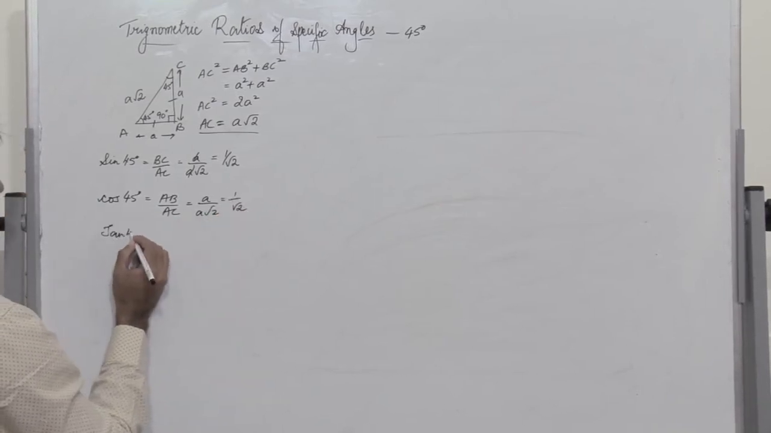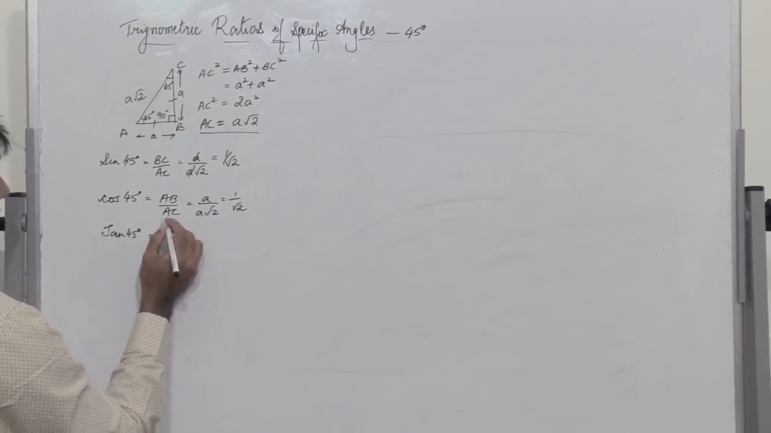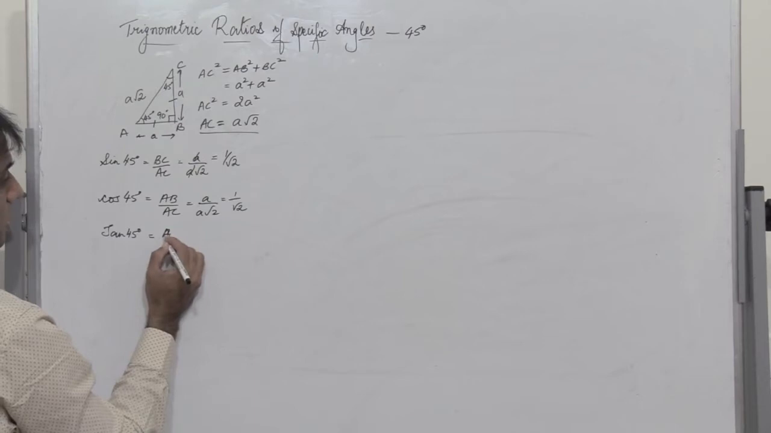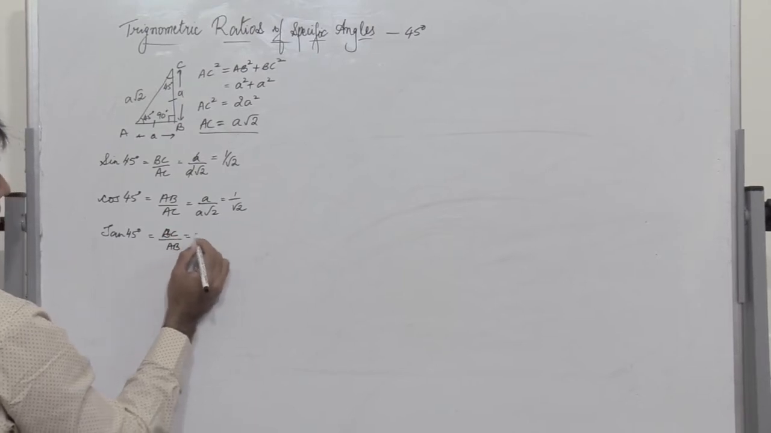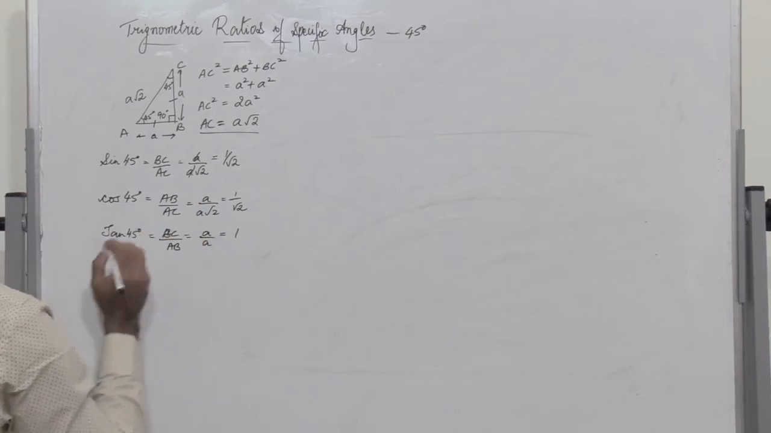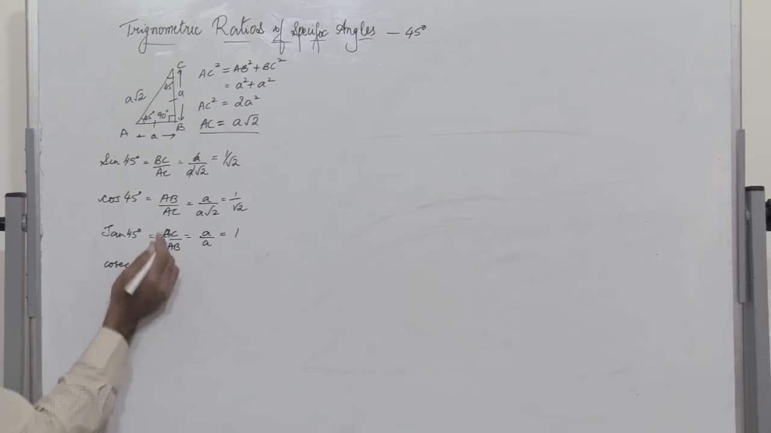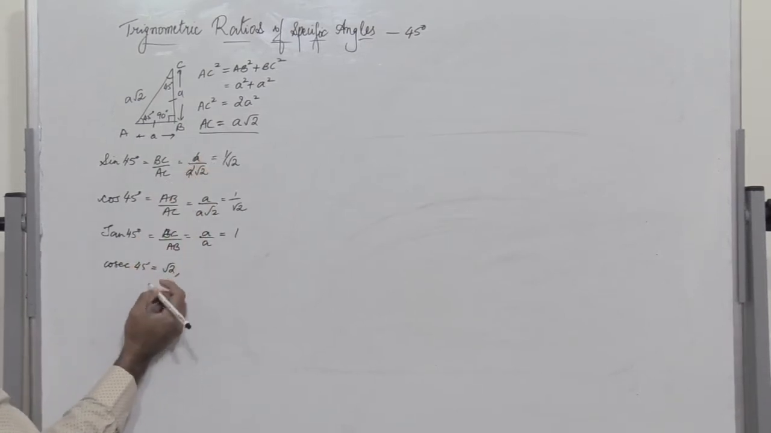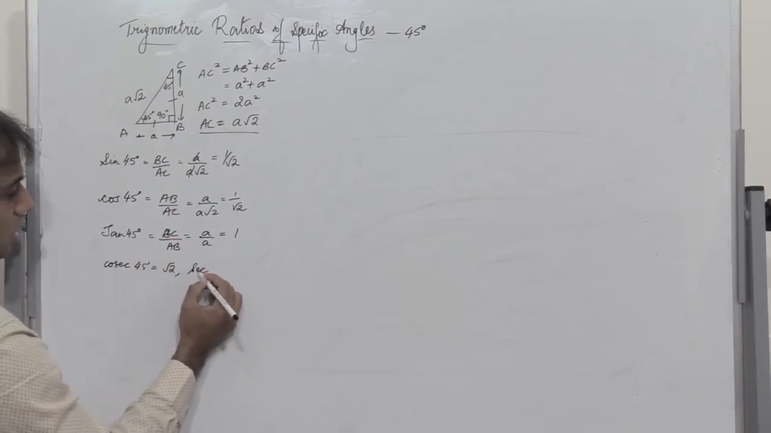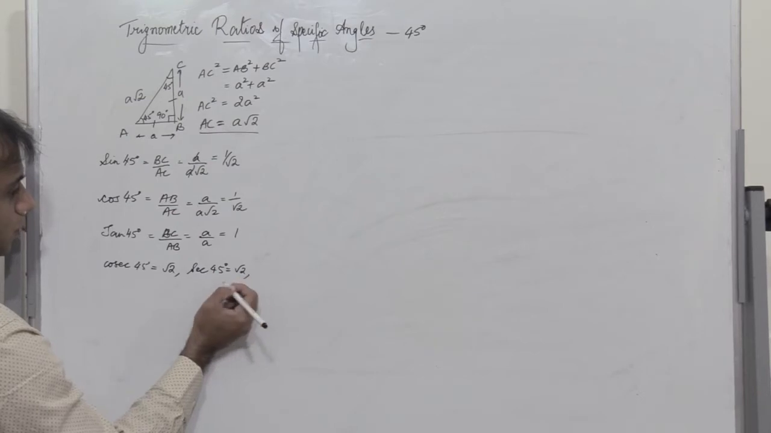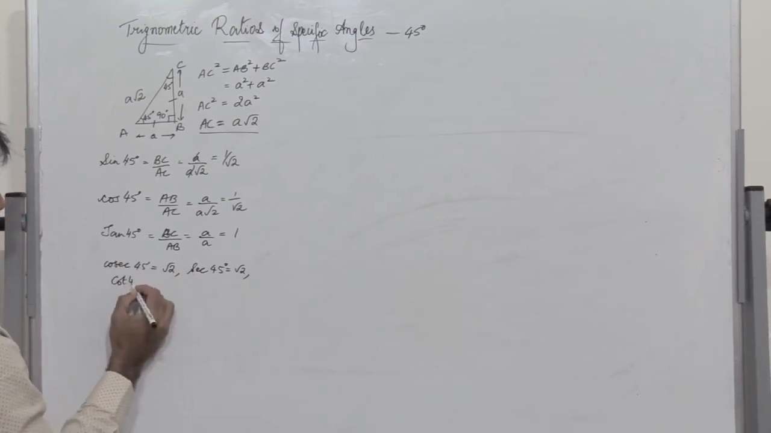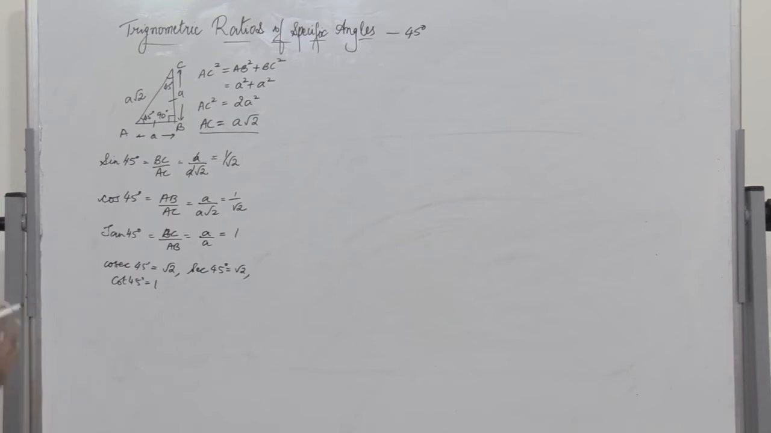Next, what about tan 45? It is the opposite side by adjacent side, so it is BC divided by AB. Right? So this is A by A, which is 1. When we find sine, cos and tan, we can also find cosecant. So cosecant 45 is the reciprocal of 1 by root 2, which is root 2. Secant is the reciprocal of cos 45, which is root 2. And cot is the reciprocal of tan, so cot 45 is also 1. So we have found all the values for the angle 45 degrees.